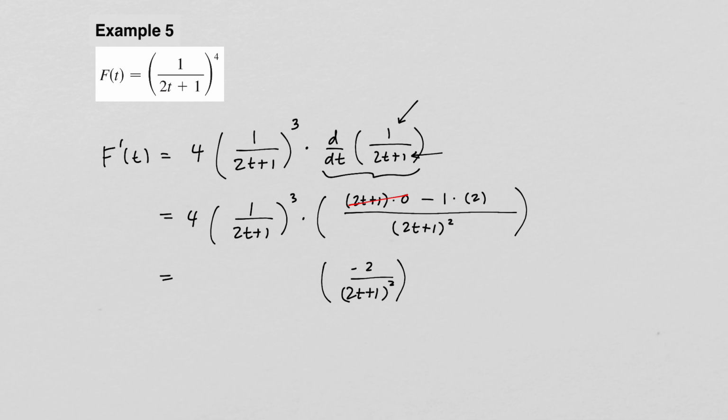And then here, if I cube the top, I get 1 cubed is 1. And if I cube the bottom, I get 2t plus 1 to the third power, and then multiplied by 4. And then we can combine all these into a single fraction. We have negative 8 on top, which is just 4 times 1 times negative 2. And now in the denominator, notice that we have 2t plus 1 to the third, and then 2t plus 1 to the second. And so if I combine those together, I get 2t plus 1 to the fifth power.